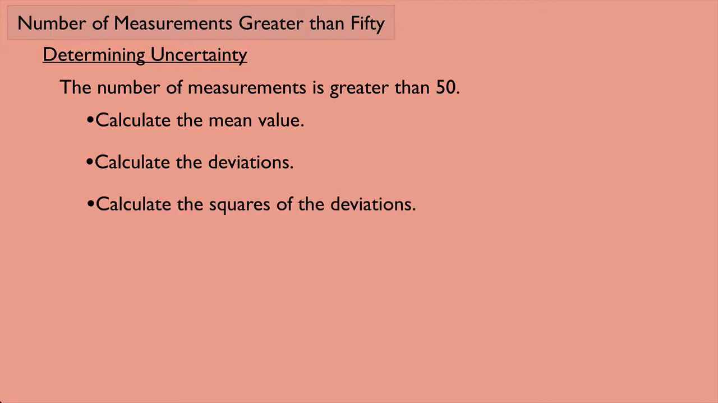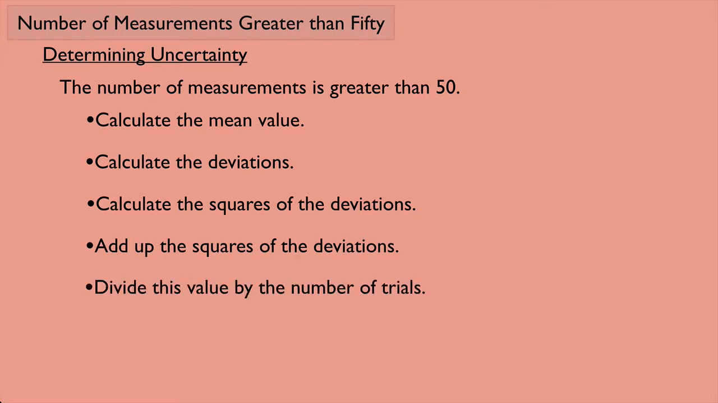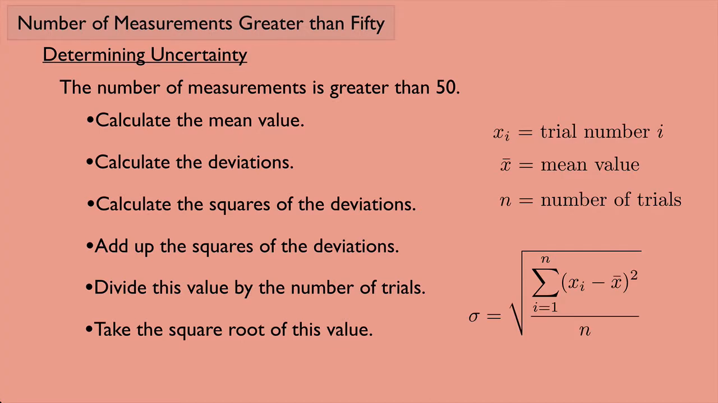Then you're going to calculate the squares of the deviations. Then you're going to add them up, and you're going to divide this by the number of trials. And finally, you're going to take the square root of the whole thing. So to do this, you usually see it written with a formula.